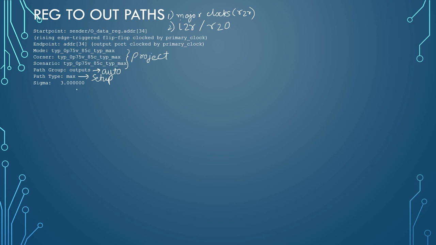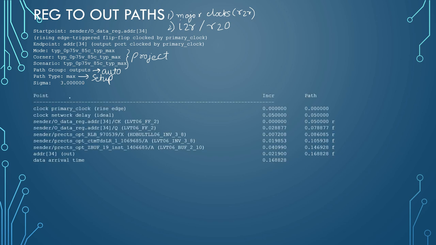And sigma is 3.0. Sigma is actually related to on-chip variation related factors. We will come to that later in further videos. Right now it is not in scope, so we will leave it as it is. Let's go further. After this, we have point, increment, and path. We have talked about this earlier also. Point indicates how the data is flowing, how the timing arc is flowing from start to end, and this is your arrival type data.